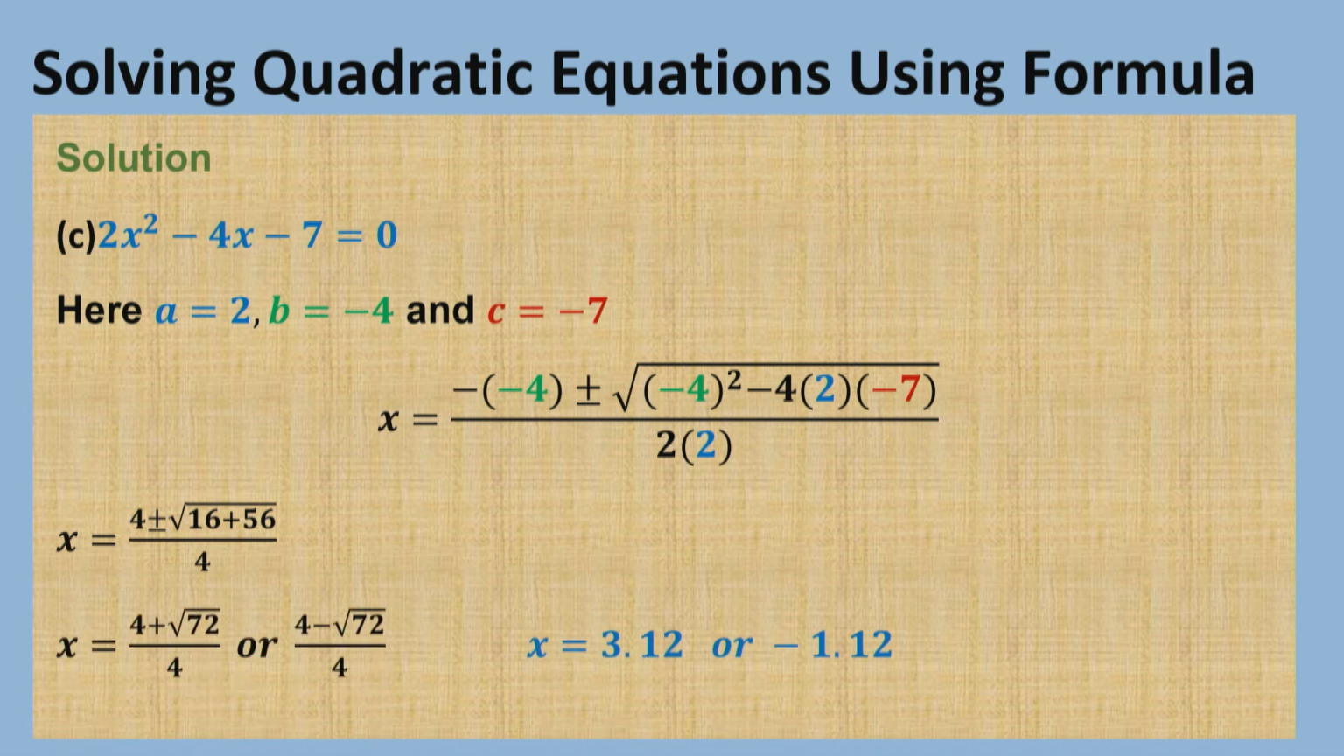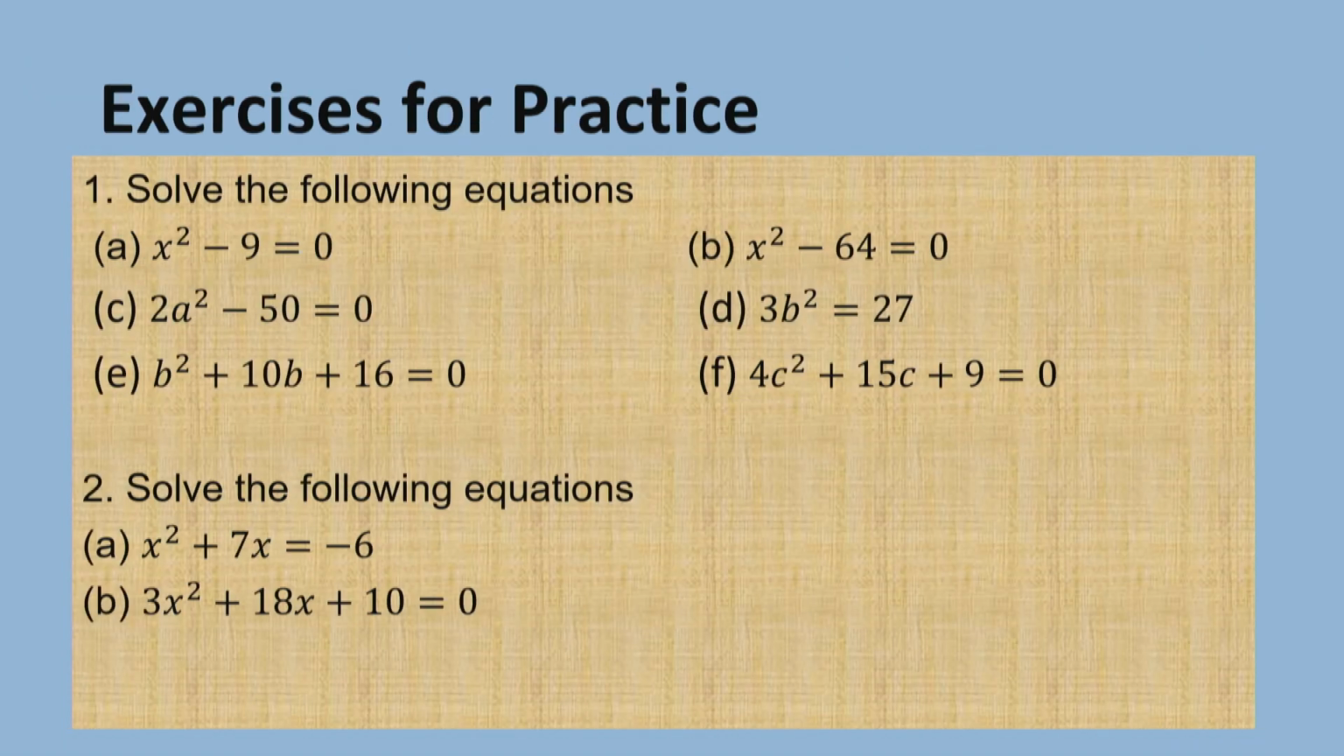Simplify, you will get 4 plus square root 72 divided by 4, or 4 minus square root of 72 divided by 4, which will give you x equal to 3.12 or negative 1.12. Now, a few exercises for you to practice.